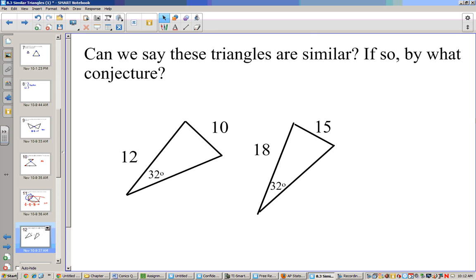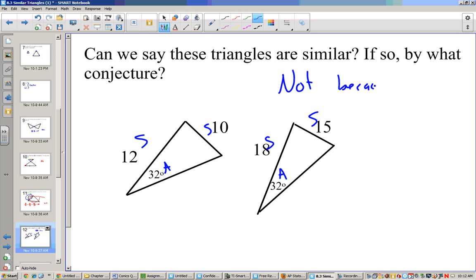Now in this case, I have side, side, and an angle. Now this angle is not in between the two sides, so this we cannot prove because it is a side-side-angle situation. And side-side-angle does not work for similarity.